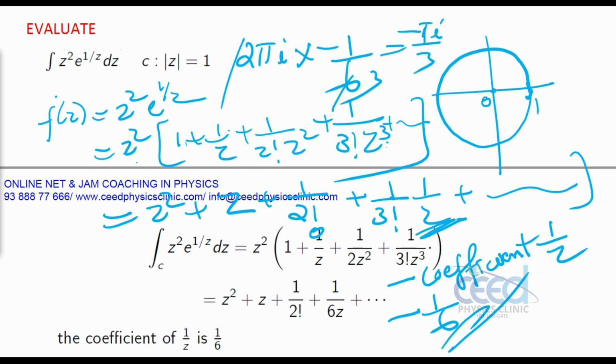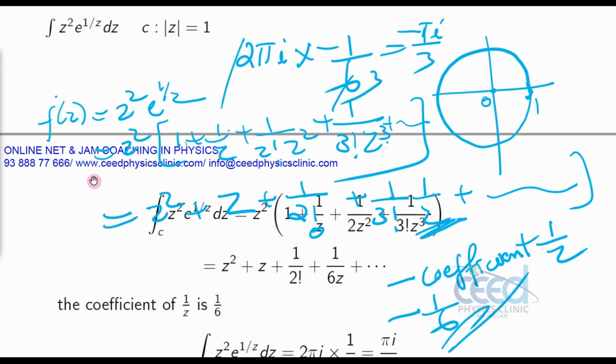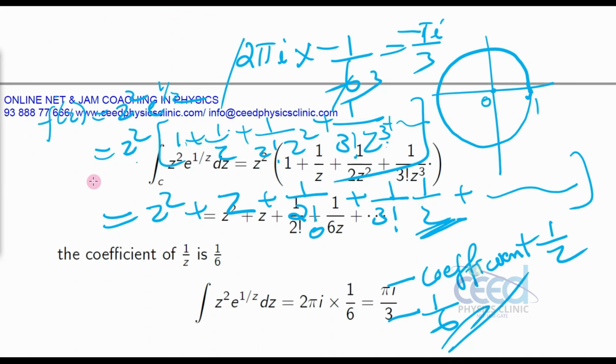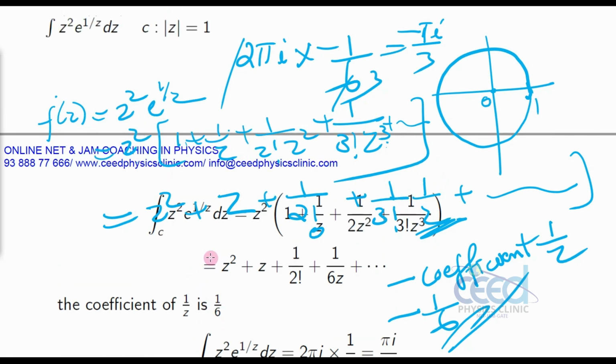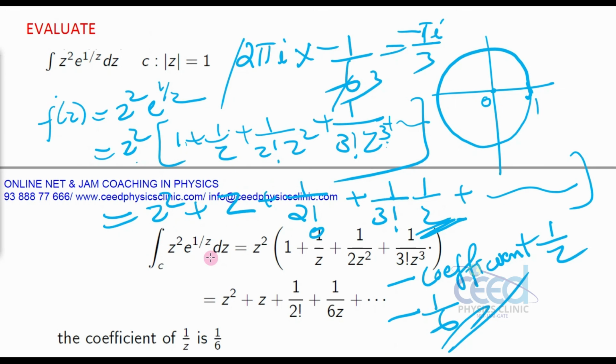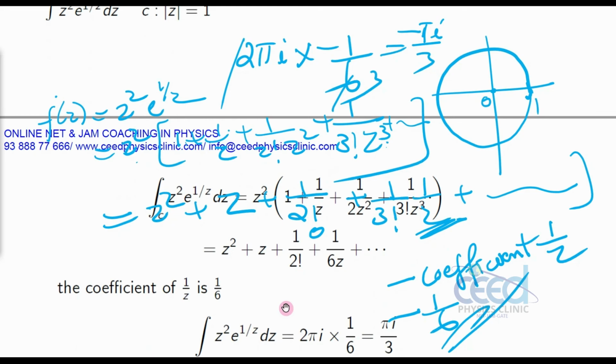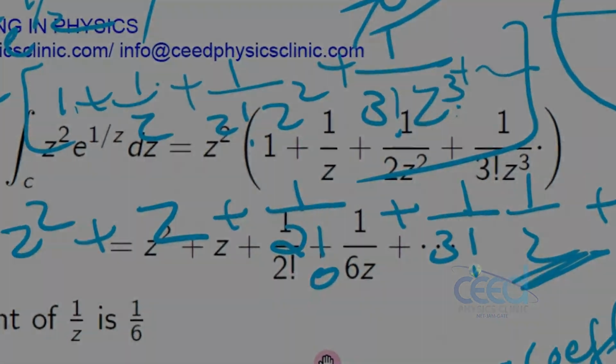I think we have missed a negative sign here, so let me check. Okay, so you have to take this as minus 1 by 6. It's a technical error. We have already studied the coefficient of 1 by z in the series expansion, so the answer will be minus pi I by 3, not plus pi I by 3.